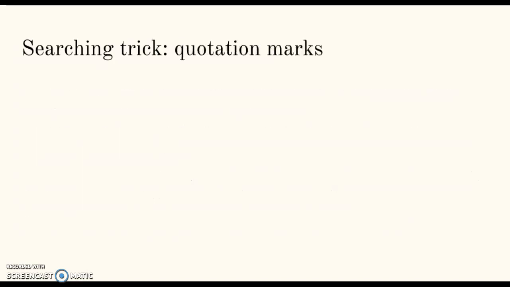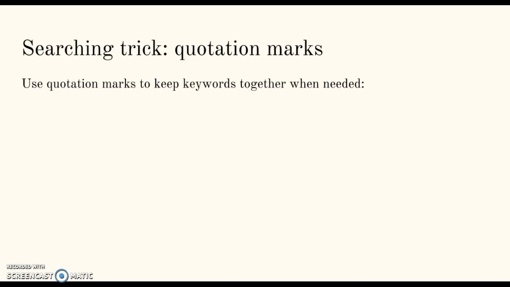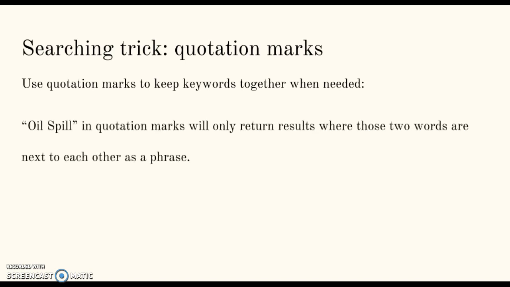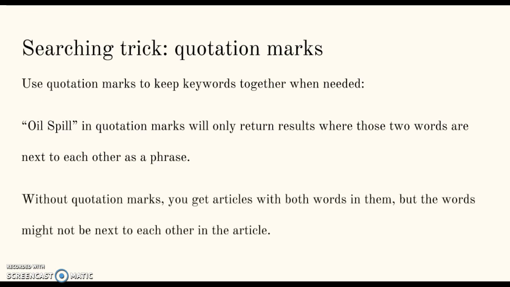Another advanced search strategy you can use involves putting quotation marks around words that you want to see next to each other. For example, if you put the phrase oil spill in quotations, you will retrieve articles that have those words next to each other. Without quotations, you might find some articles that just happened to include the word oil and the word spill, but don't actually have anything to do with oil spills.